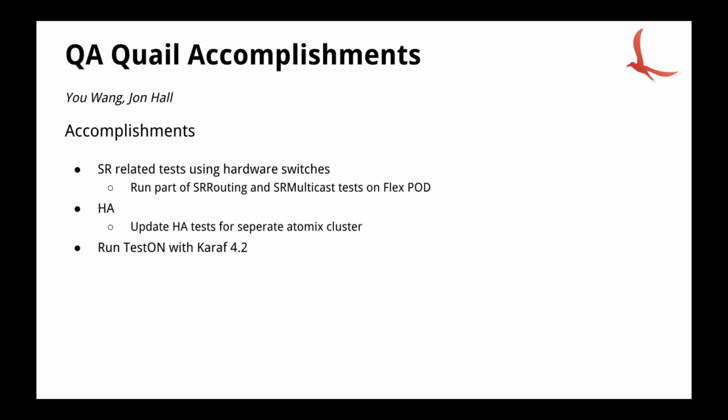And then John worked on some HA improvements, which is updating HA tests for separated Atomix cluster. We also made some changes to TestON for Kraft 4, and that's mainly because the format of the CLI in Kraft 4 has changed, and we need to make sure that TestON reads the output correctly. Okay, next slide.